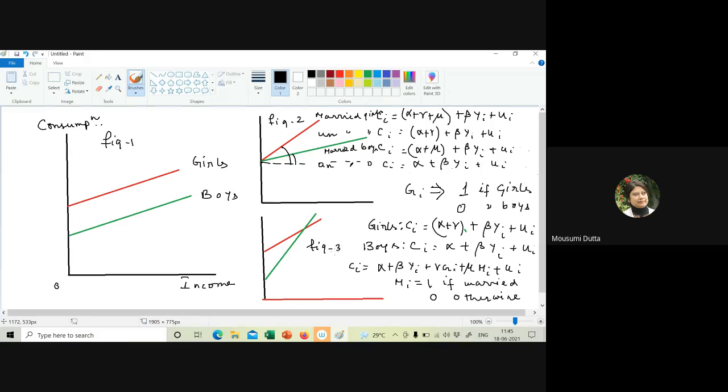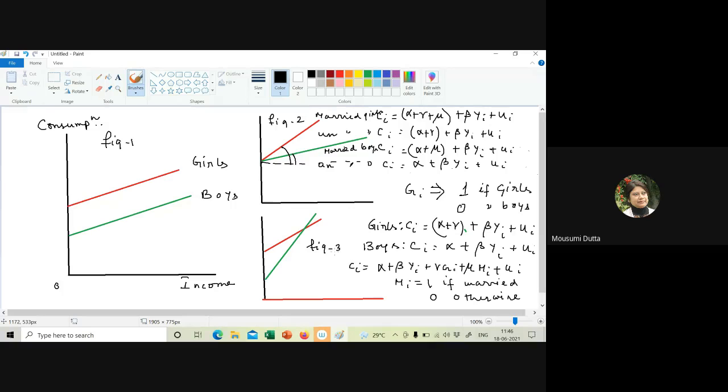So that will be the second part: how we will incorporate the difference in intercept along with the difference in slopes. The third important thing in the context of dummy variables is that when we are considering all the varieties, there will be one particular group for which the intercept of the original regression model will appear as the intercept. In our example, for unmarried boys, the intercept is alpha, and this alpha is the intercept of the original regression model.